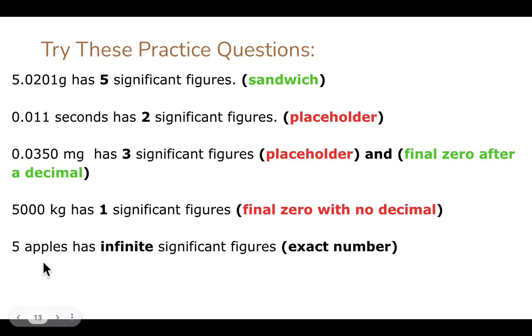And did I trick you on this? 5 apples. Well, my measuring device of counting apples, my brain, which is the measuring device, is better than my scale, is better than my stopwatch. My brain is really, really accurate. So that would have an infinite number of significant figures because it's an exact number.